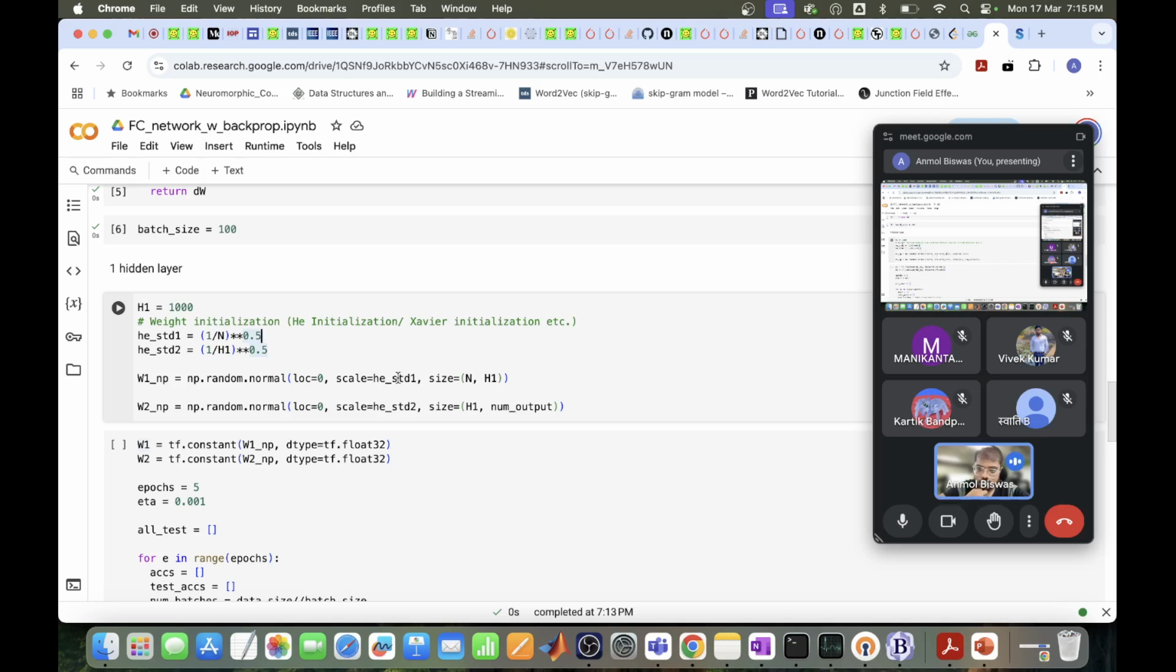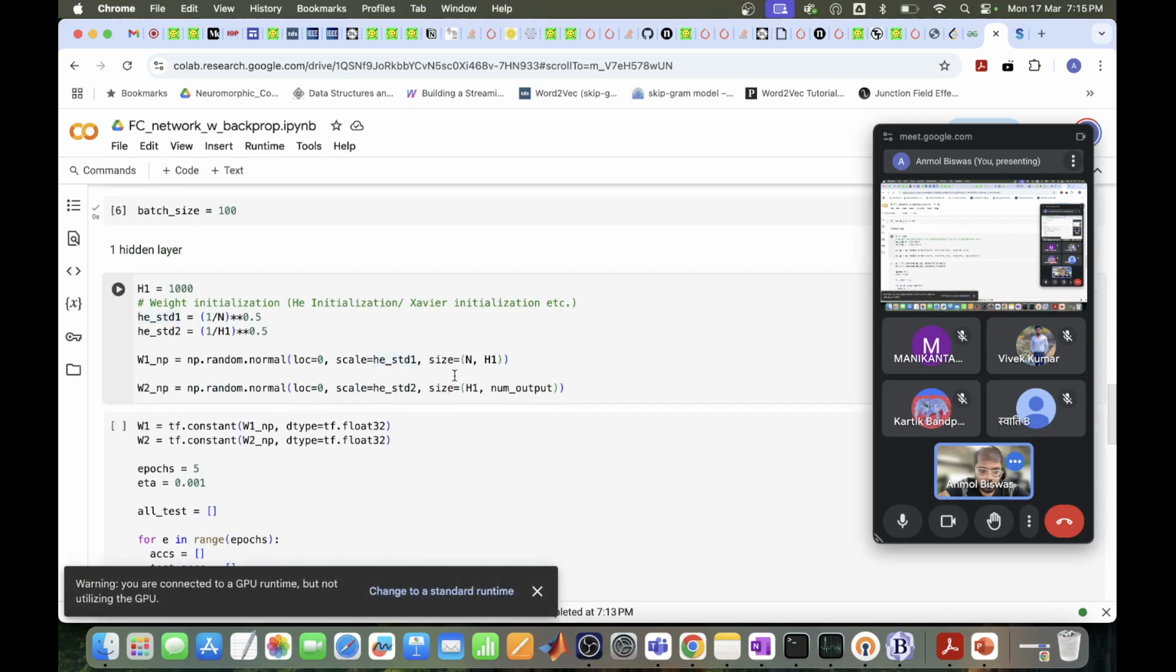if you take the square root of 1 by n, where n is the number of inputs coming into the layer, and use that as the standard deviation of the random weights that you're going to sample, then this is a good initialization scheme, right? I mean, there is a statistical analysis. Obviously, I'm not going into the details of that. You can read up the paper, it's very interesting.